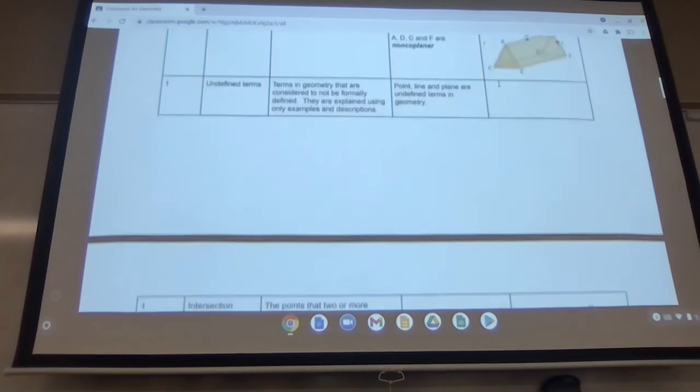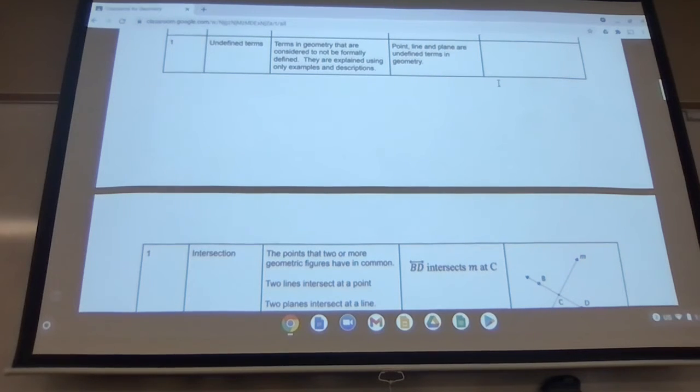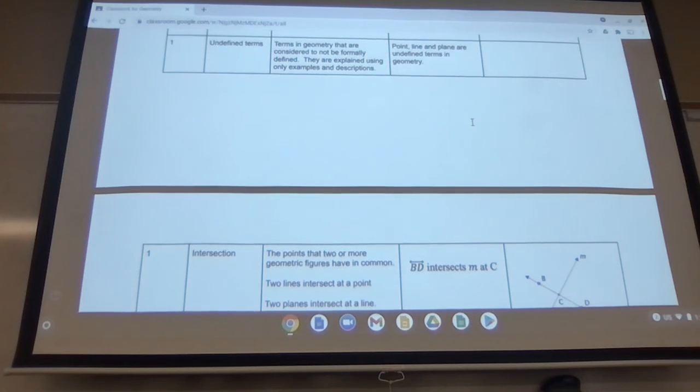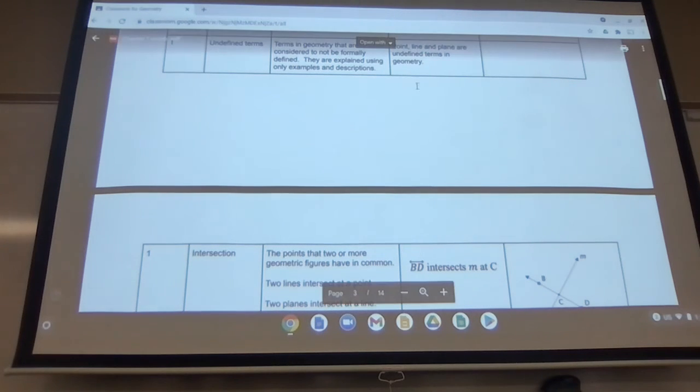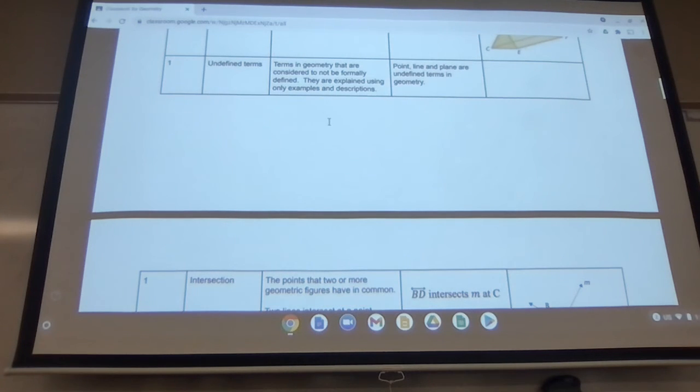Okay. Undefined terms, this one's not really that important. There are terms in geometry that are not formally defined. Things like point, line, and plane, I really don't have a formal definition. We kind of made a definition for those on this document here. But they're explained using examples and descriptions. So once again, not a real important definition there. We won't use that very often. But those terms are considered undefined.